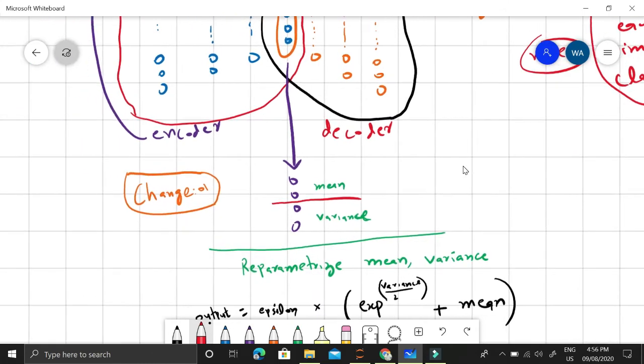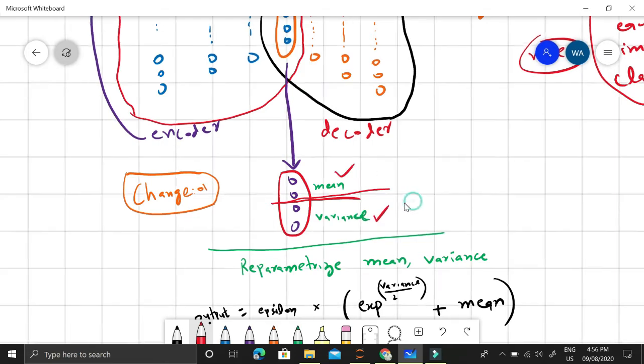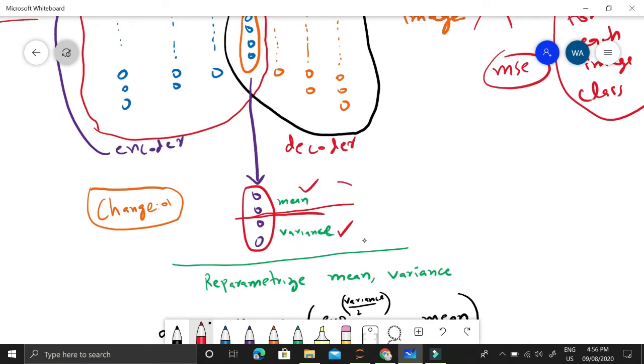Okay, then let me show you this difference. The first difference or the first change from usual autoencoders is that this latent dimension will be divided into two parts. The first part will be called mean and the second part will be called variance. Okay, now given this mean and variance, what we are interested in is generating a new image.